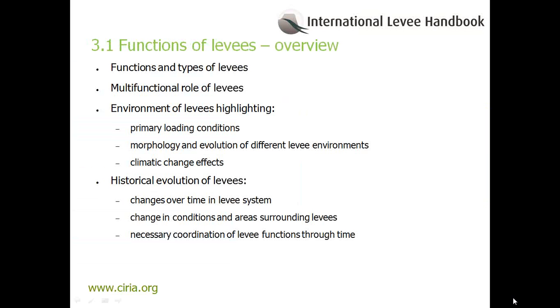The following is an overview of what you will find in Section 3.1, Functions of Levees. This section within Chapter 3 of the ILH deals with 4 main topics: functions and types of levees within the overall flood defense system, the multifunctional role of levees in addition to flood risk reduction, the environment of levees highlighting primary loading conditions, morphology and evolution of the different levee environments, and climatic change effects.